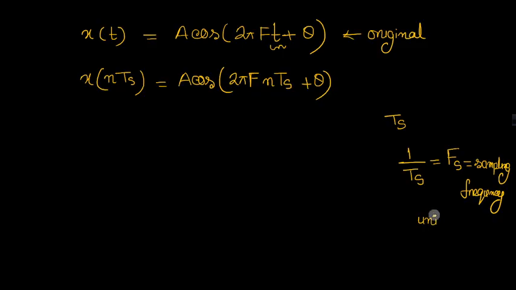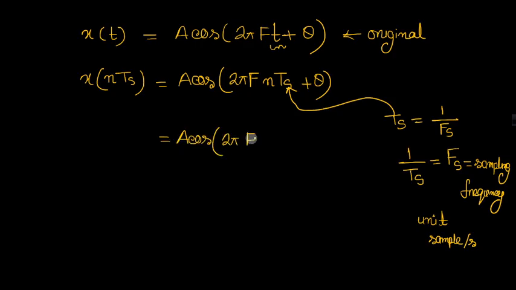And what is its unit? Its unit is samples per second. That means the number of samples per second. Okay, so 1 by Ts is equal to fs, so Ts should be 1 by fs. So we put this Ts here, and we will get a signal like this. Let's write n here, and Ts is equal to 1 by fs. Let me write it below the f, then θ. Okay, so now this is our sampled signal, right?